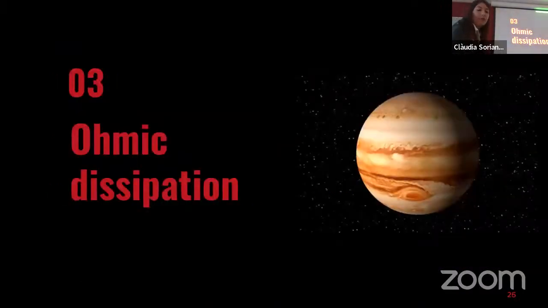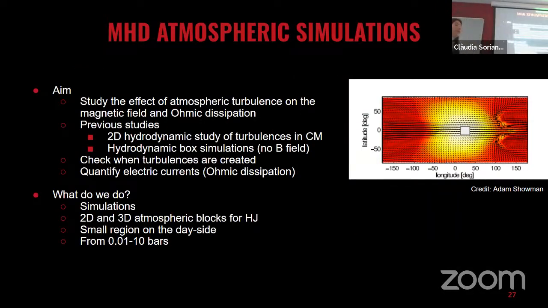Okay, so now I'm going to give you an overview of the research that we are doing. So we have two different projects. The first project is focused on MHD atmospheric simulations. So if you remember, we had this image before about the whole planet. And the idea is to select, of this whole planet, one box of a local region and to simulate how these fast winds happen, how they change the movement, and basically focusing on two different things. So study how this atmospheric turbulence affects the magnetic field and also the ohmic dissipation. So this is basically the aim of the project.